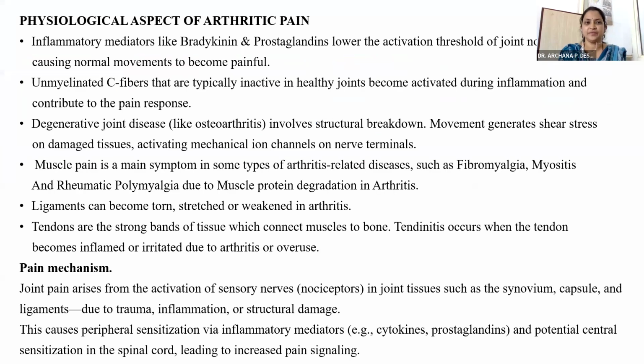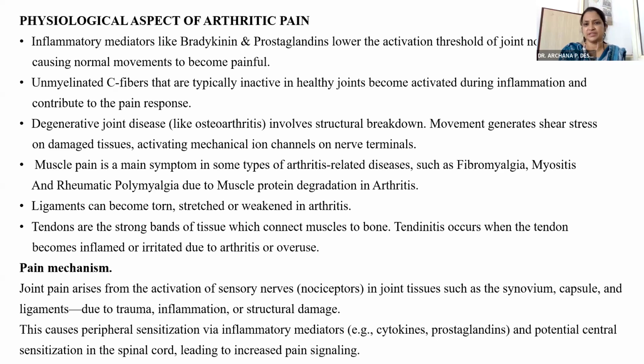Next slide, ma'am. Now, related to arthritic pain, the mechanism is basically like this. We know that nociceptors give the sensation, the perception of pain. Whenever there is inflammation, bradykinin and prostaglandins lower the activation threshold of the joint nociceptors, and through that we feel the pain. Most important, in healthy joints, if there is no pain, the unmyelinated C fibers are inactive. But whenever there is inflammation, these C fibers get activated and we feel the pain.